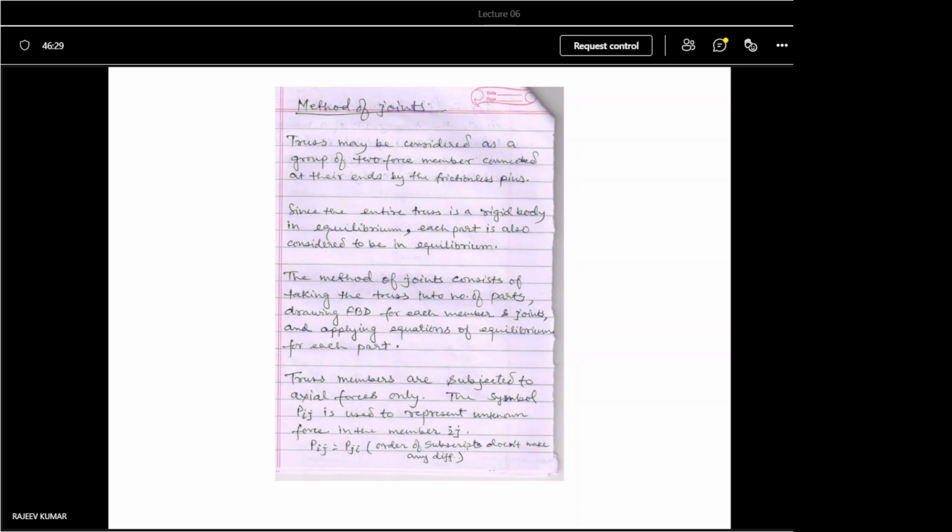So for analysis of the truss, analysis means calculating the forces in the members when loads are acting at the joints. And why are you calculating the forces in the members? Because in that way you are able to give the diameter of the rod or the thickness of the member so that it is able to sustain the load.